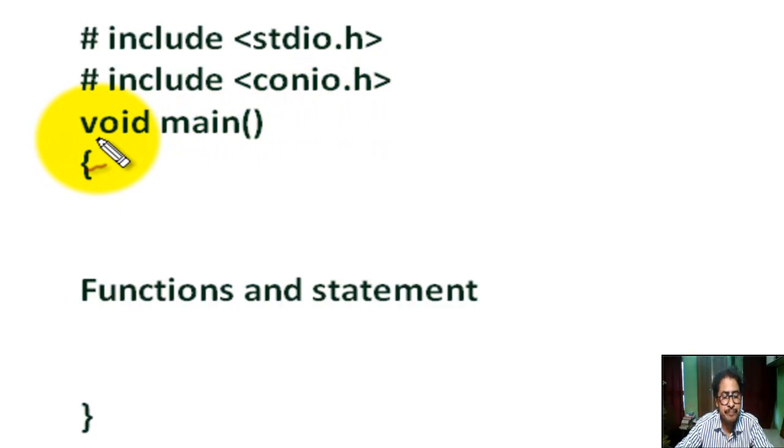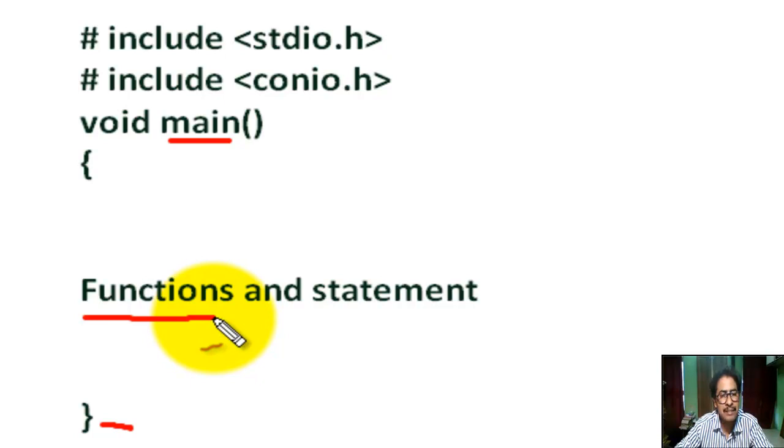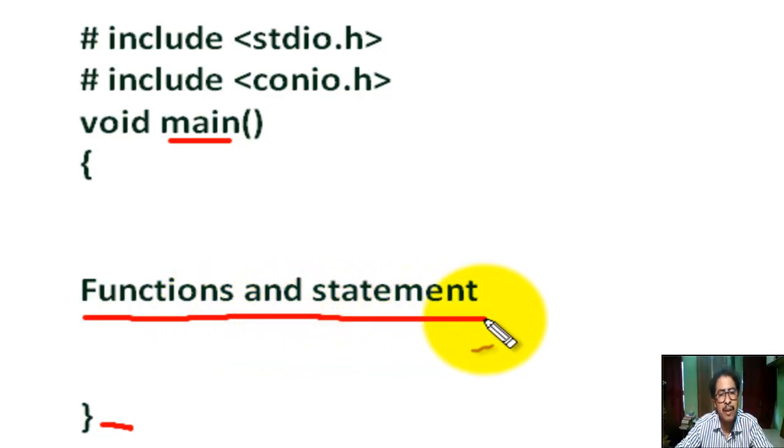This is the void main, the main function of C. We can write only one main function. Next, this is the block begin, this is the block end. In between block begin and end there are functions and statements.